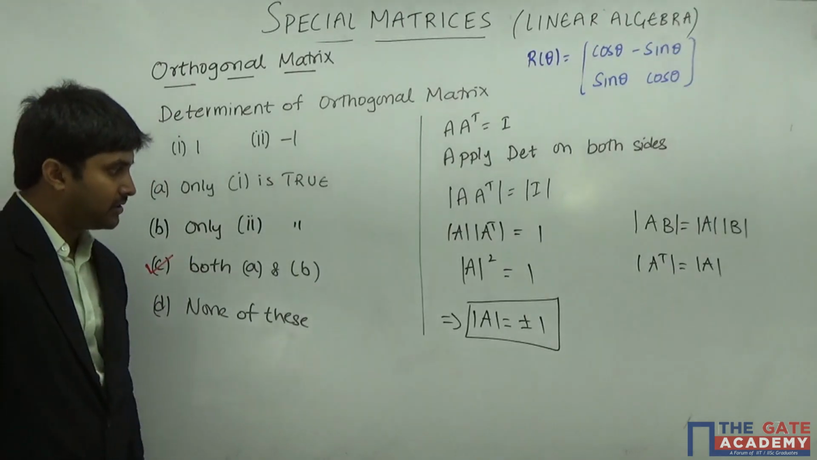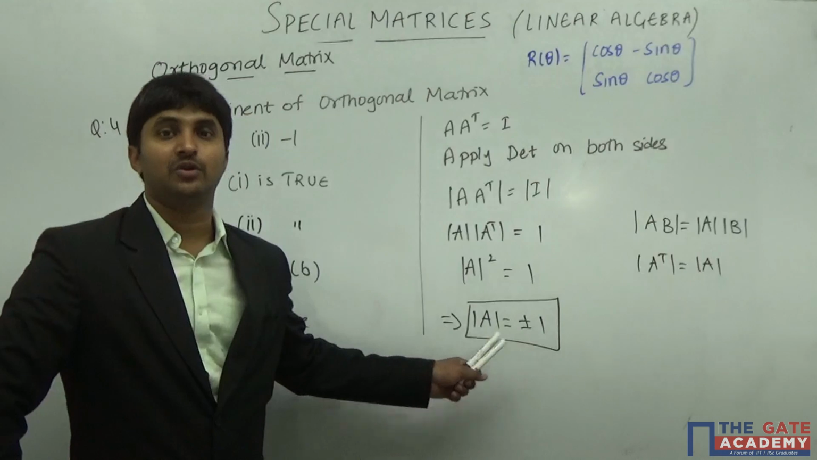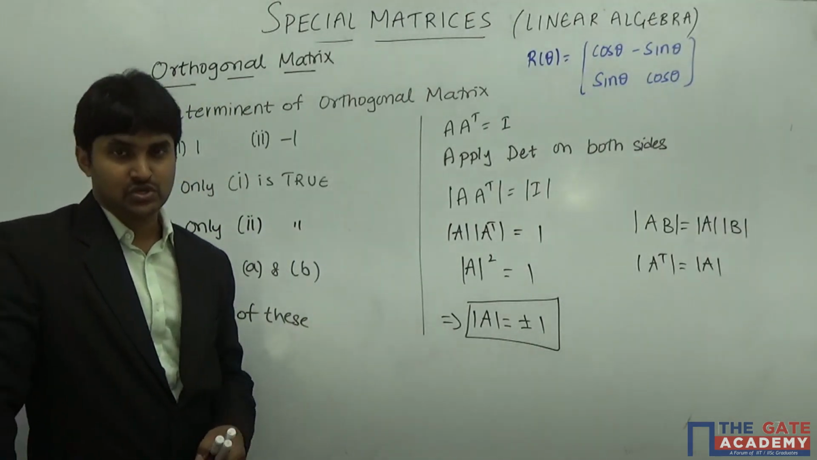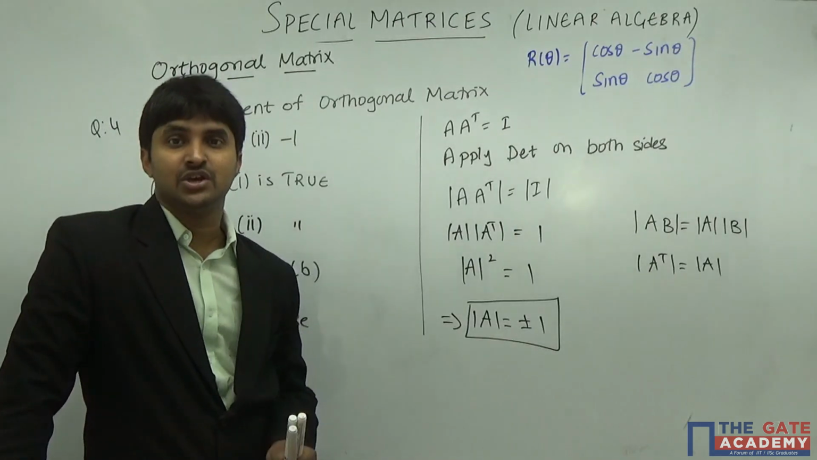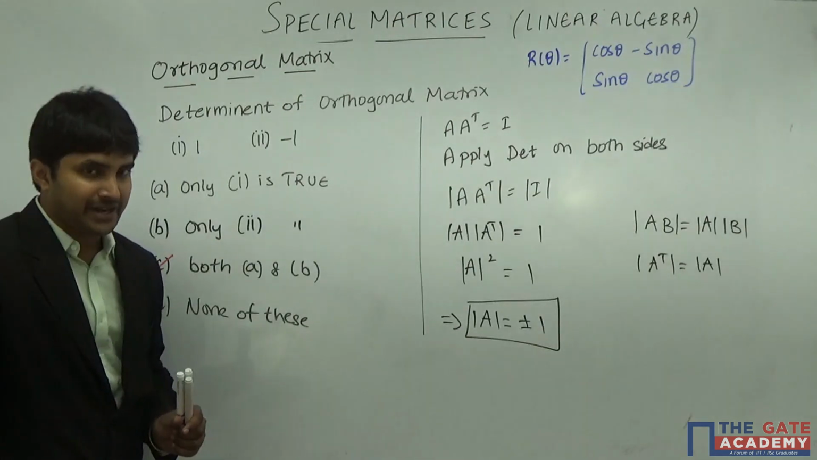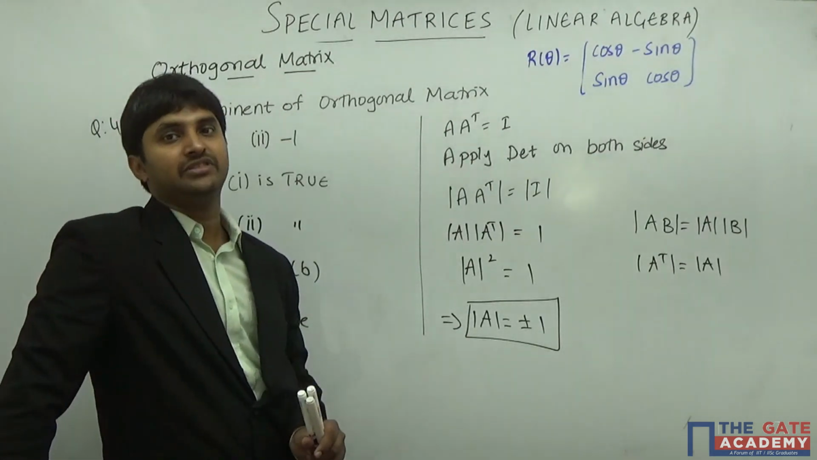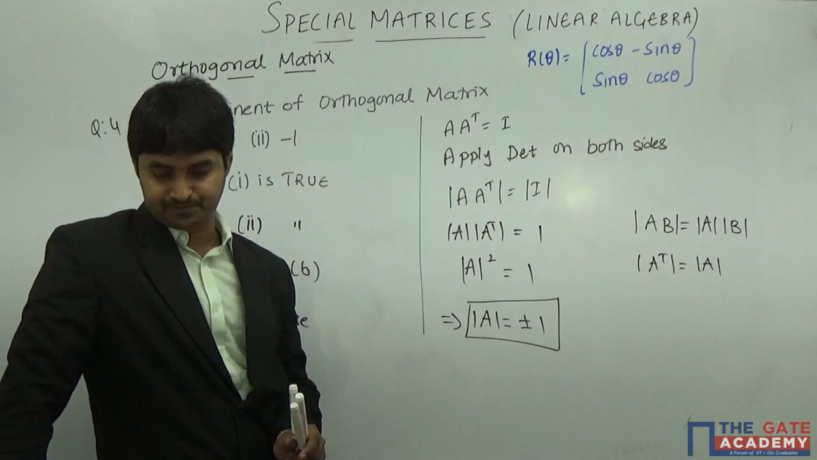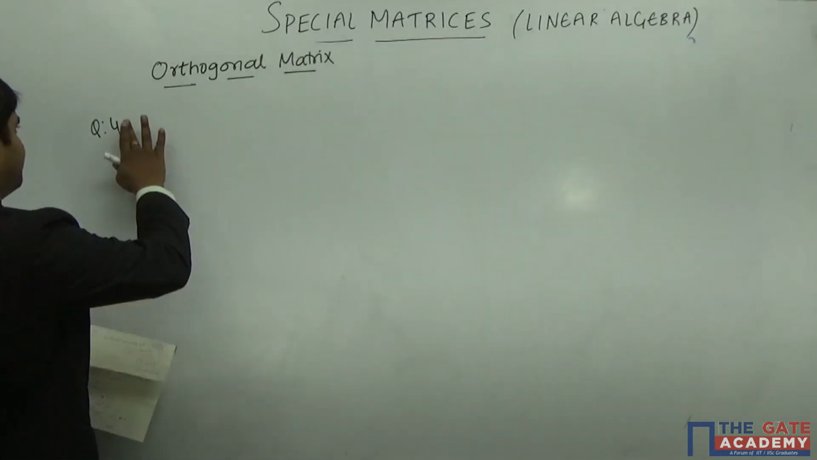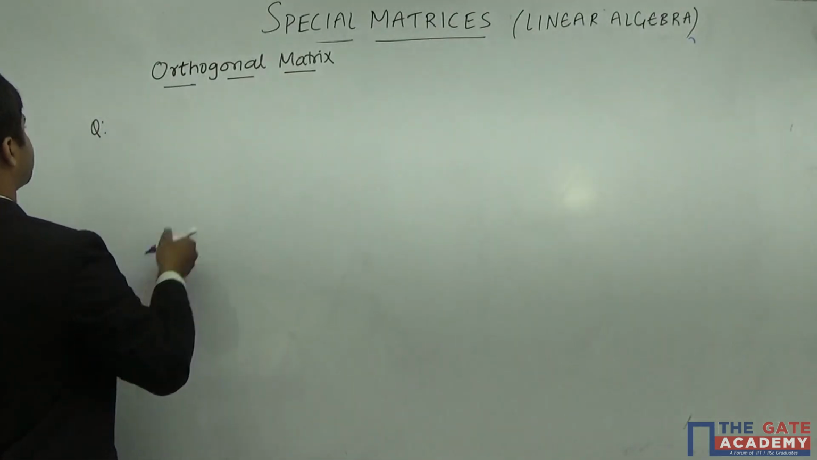Now similarly, the determinant of A equal to minus 1 finds its application in the reflection matrix. There is a matrix called a reflection matrix, which is going to be the reflection of a particular vector. That particular matrix is going to have the determinant equal to minus 1, and of course it has to be an orthogonal matrix. Now let us write one more question on an orthogonal matrix.